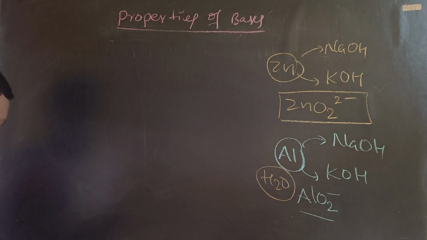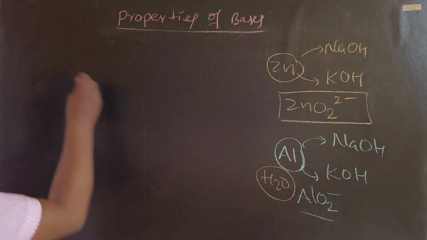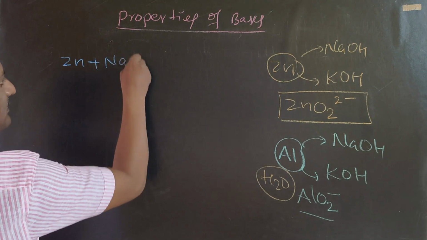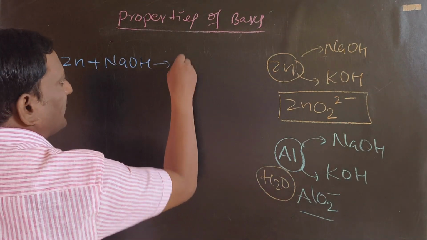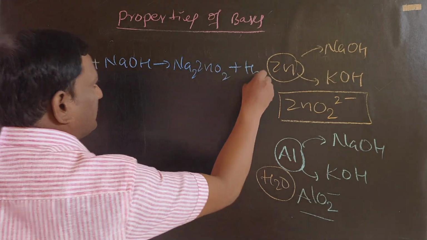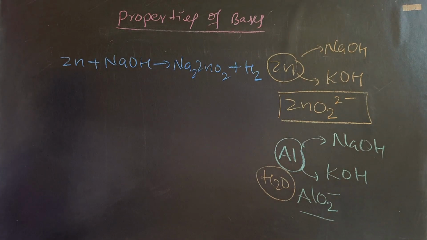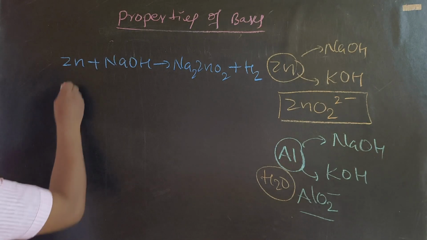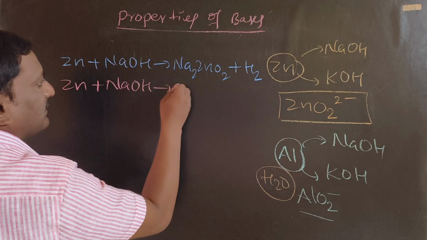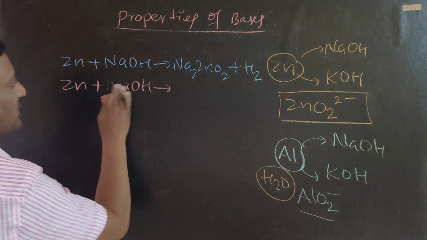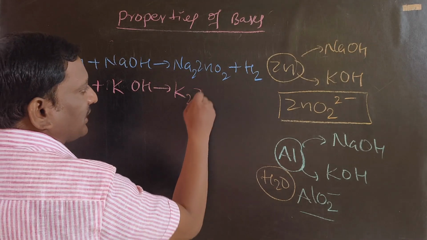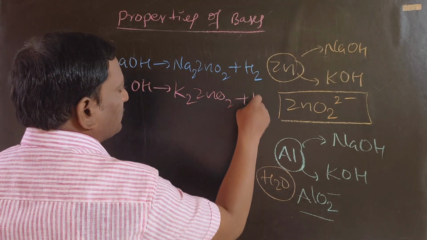Now let us write equations for these. Zinc with sodium hydroxide, we get sodium zincate, Na2ZnO2, plus hydrogen. The next one, zinc with potassium hydroxide, you will get potassium zincate, K2ZnO2, and hydrogen gas.